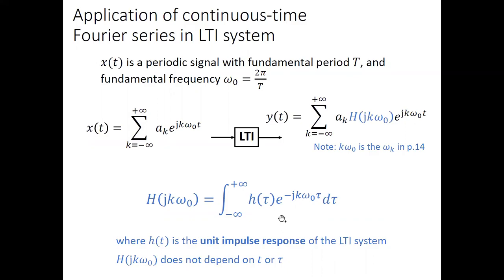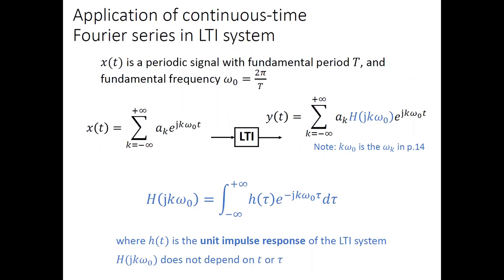And the calculation of H uses the unit impulse response function h of t. It is an inherent property of the LTI system that is given to you. So H of jk omega 0 is the integral of h of tau times exponential minus jk omega 0 tau d tau. After taking the integral from minus infinity to plus infinity, tau disappears. So that's why capital H is only related to k and omega 0.